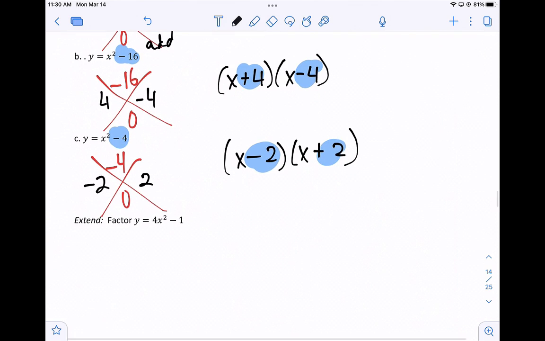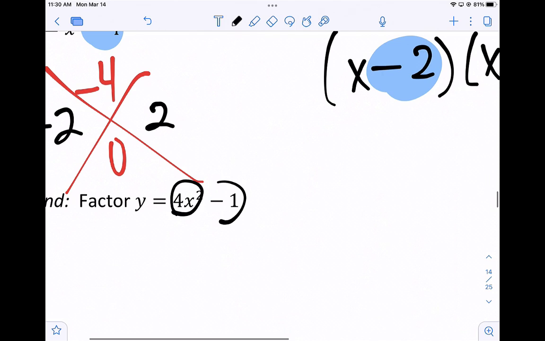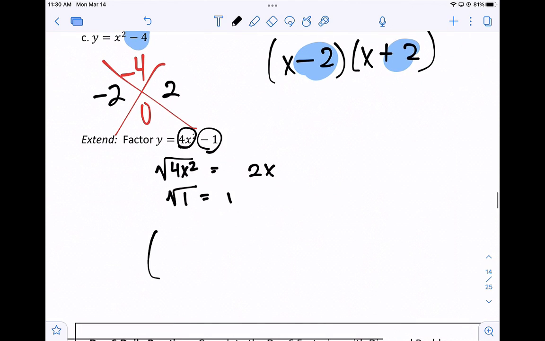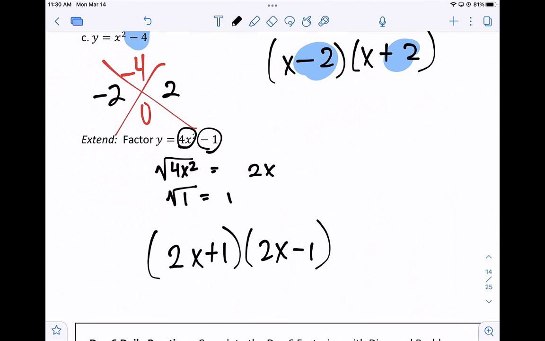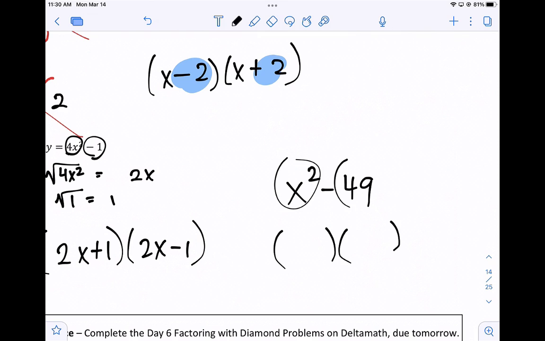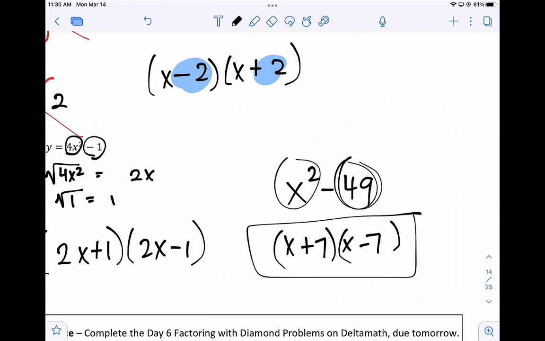So here's an example. We have all square numbers here being subtracted. What is the square root of 4x squared? That would be 2x. What's the square root of 1? That would be 1. So this factored would be 2x plus 1, 2x minus 1. So anytime you have difference of squares, so two square numbers being subtracted, you just take the square root of each one. The square root of x squared is x. You put a plus or minus, you take the square root of the second number, and you have your factors. So there's a shortcut for difference of squares.